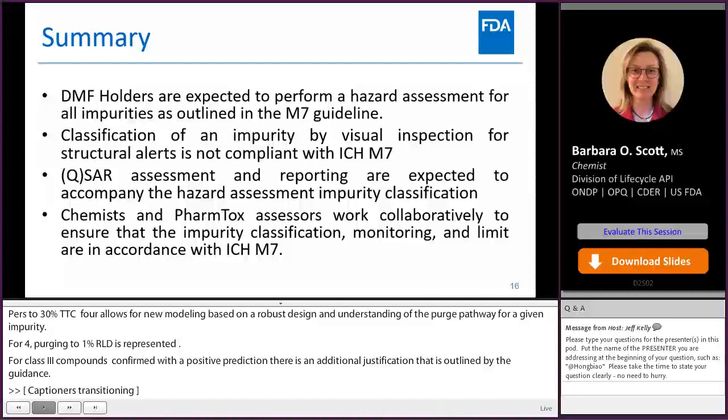I hope you found this presentation helpful and that you can use the information here to assist in providing the agency a complete impurity hazard assessment in your future submissions.